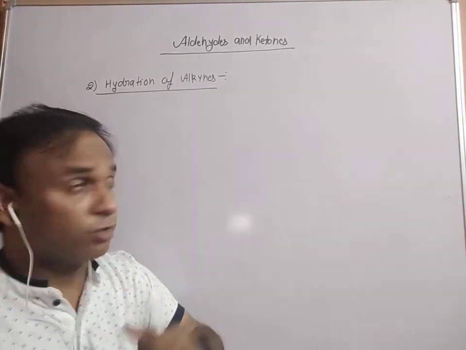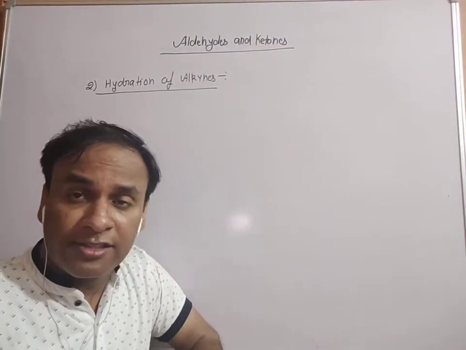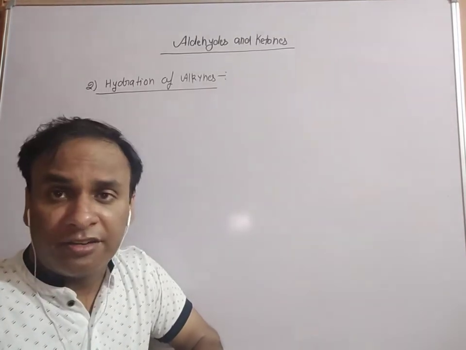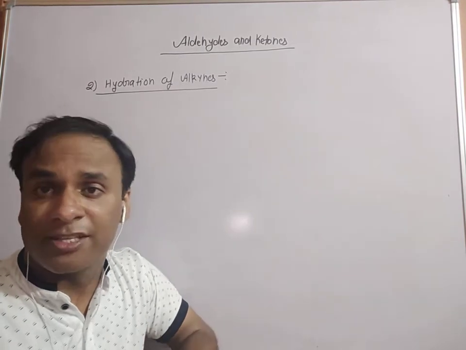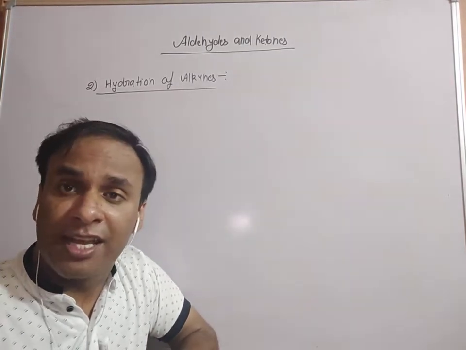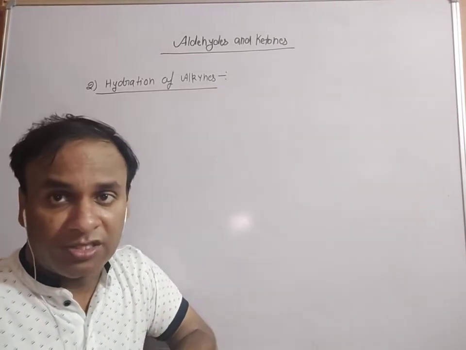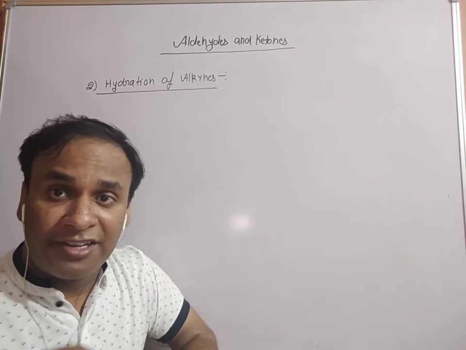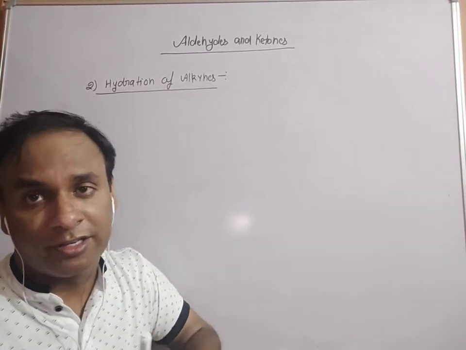Now the next method of preparation is hydration of alkynes. In hydration of alkynes, when alkyne is treated with dilute and hot sulfuric acid in the presence of mercuric sulfate, meaning HgSO4. Clear? And 1% H2SO4 and 40% HgSO4 can be used. Then alkyne turns into a carbonyl compound, whether it is aldehyde or ketone.